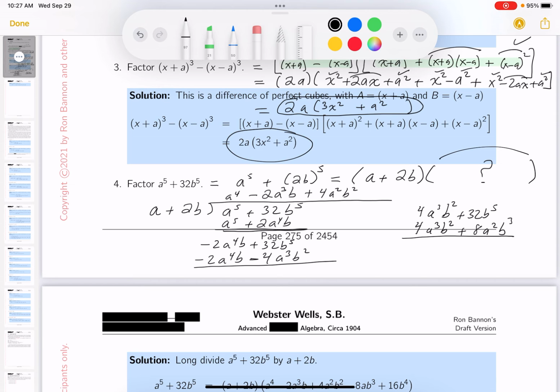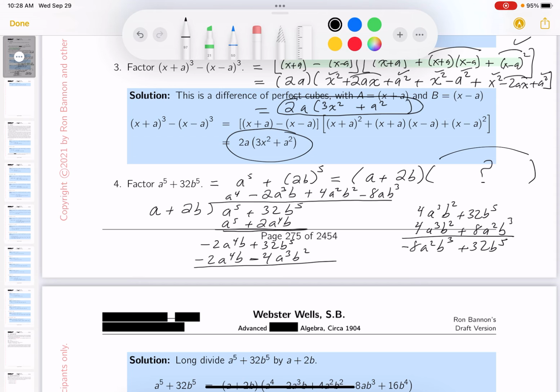All right, let's keep going. Subtract. That disappears. What do you get? Minus 8a squared b cubed plus 32b^5. Well, I got to do this now. Minus 8. Let's see, we need an a and a b cubed.